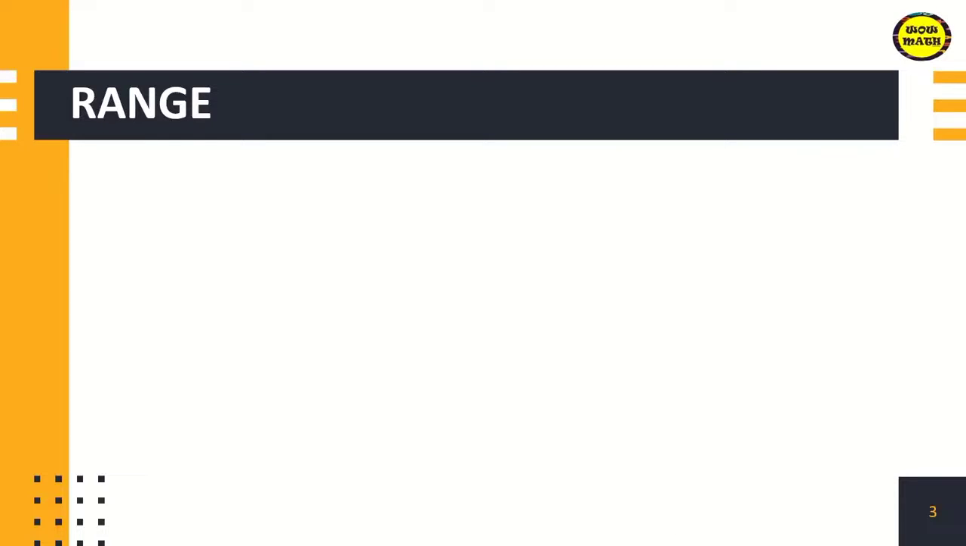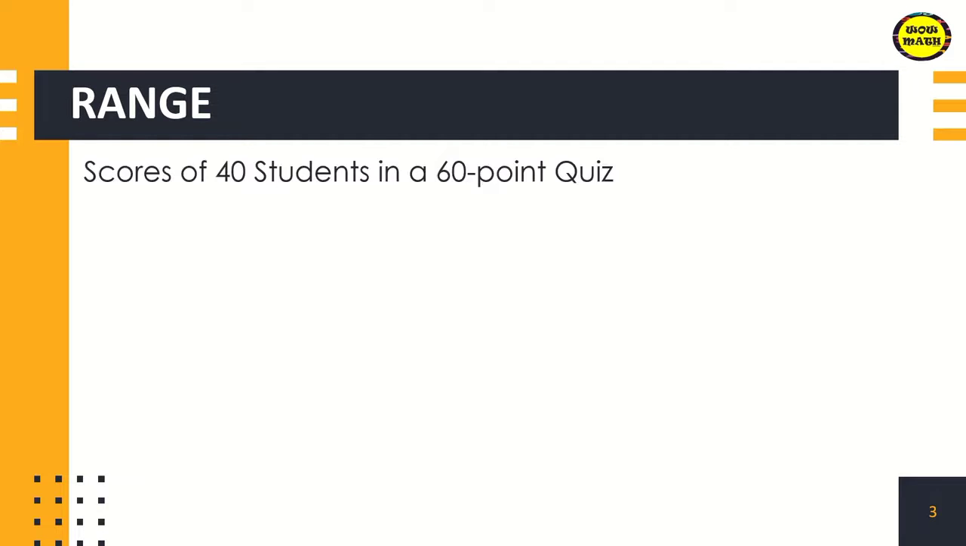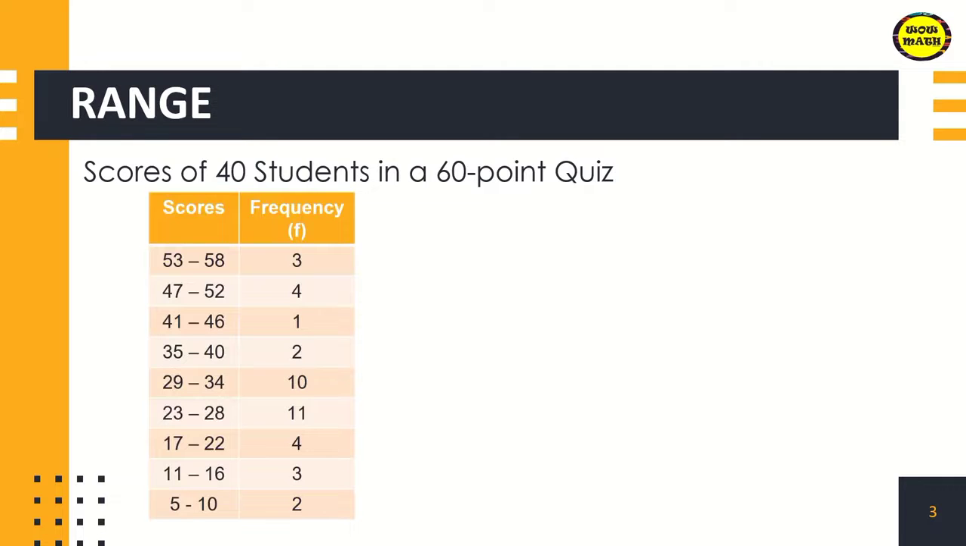Okay, unlike sa ungrouped data na kapag kumukuha tayo ng range, we just find the highest value and the lowest value and then subtract. But in the grouped data, like for example, we have a score of 40 students in a 60-point quiz. Given the score and the frequency, ang gagawin natin para makuha natin yung range, we need to get the class boundaries of the scores.